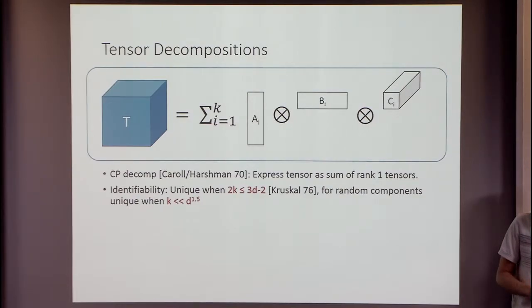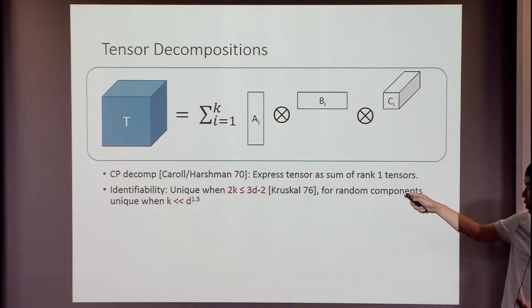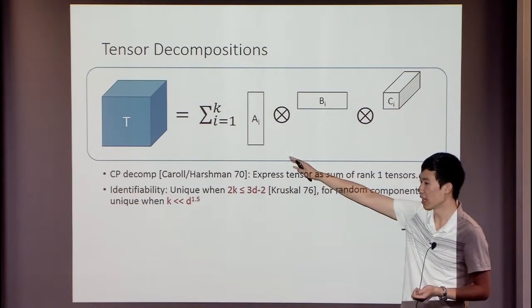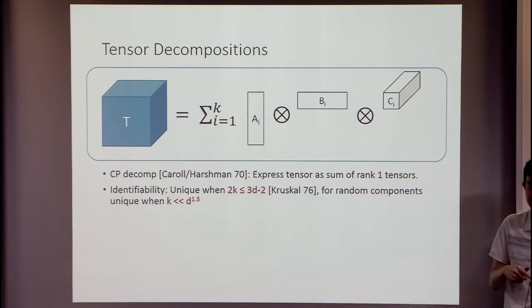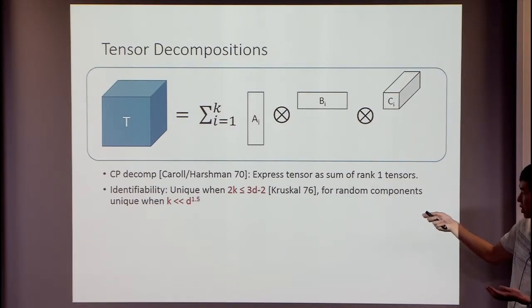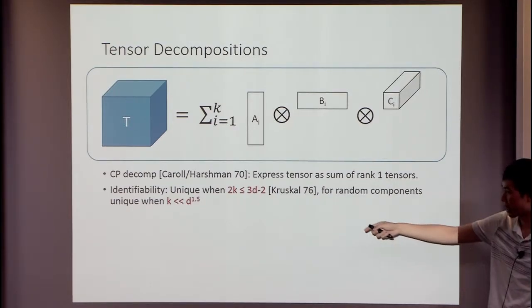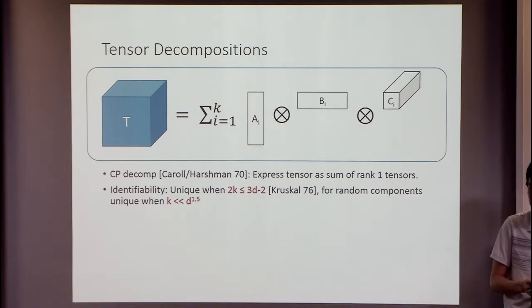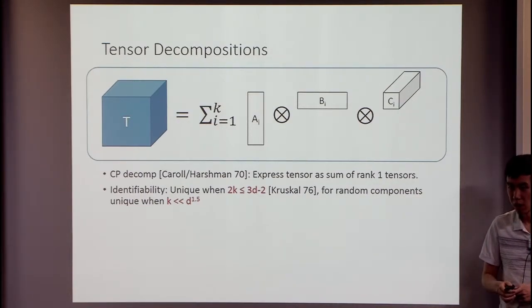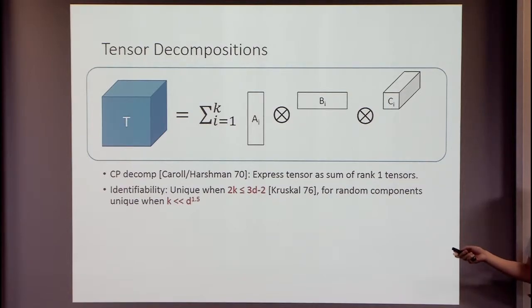We can get much stronger results for random components, when the components ai, bi, ci are really random unit vectors. This tensor decomposition is really unique when k is much smaller than d to the 1.5. So in general, we can even hope to solve this problem in the more overcomplete setting.